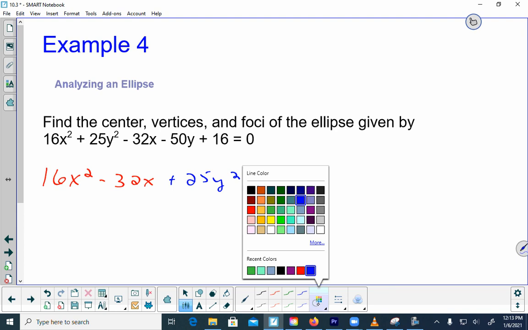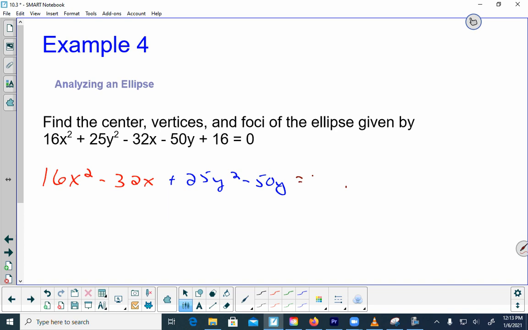And then I'm going to take that 16 and, to sort of get it out of my way for right now, I'm going to put it on the other side. So I'm going to subtract 16 from both sides. And that's going to equal negative 16.